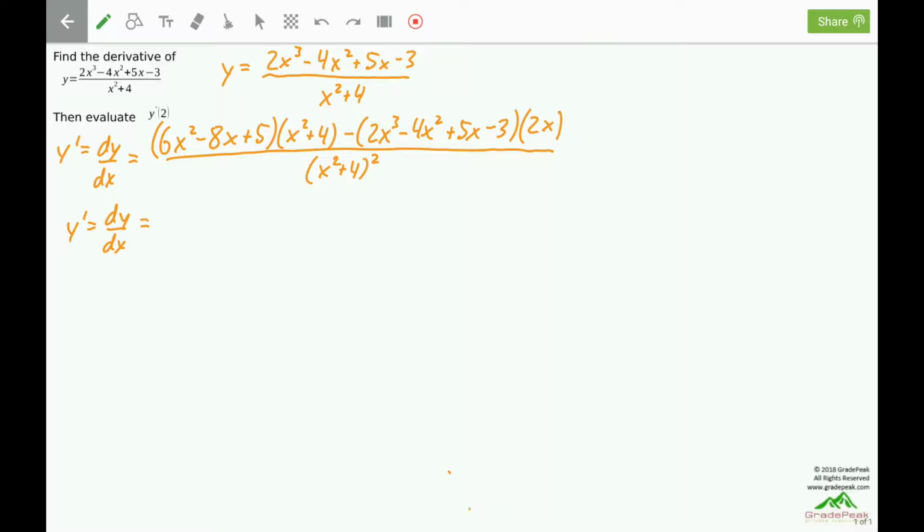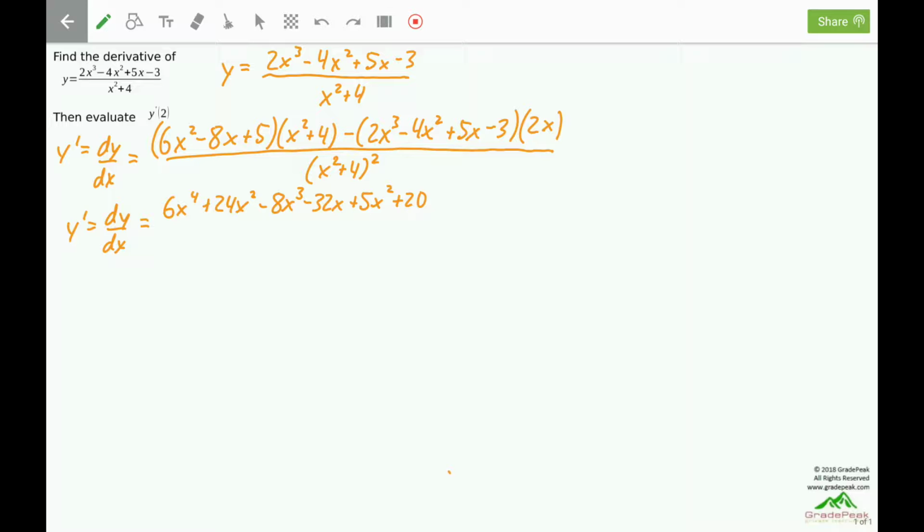6x squared times each of those will give us 6x to the 4th plus 24x squared. Now the negative 8x times each of those will give us a negative 8x cubed and a minus 32x. And now the plus 5 times each of those will give us a plus 5x squared and a plus 20.